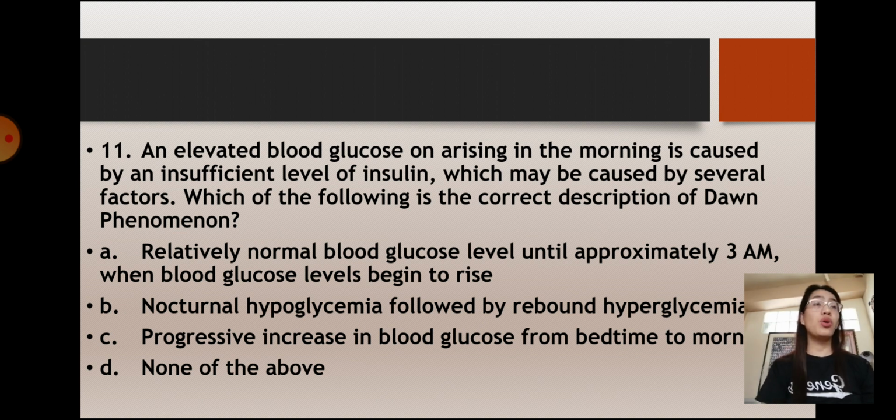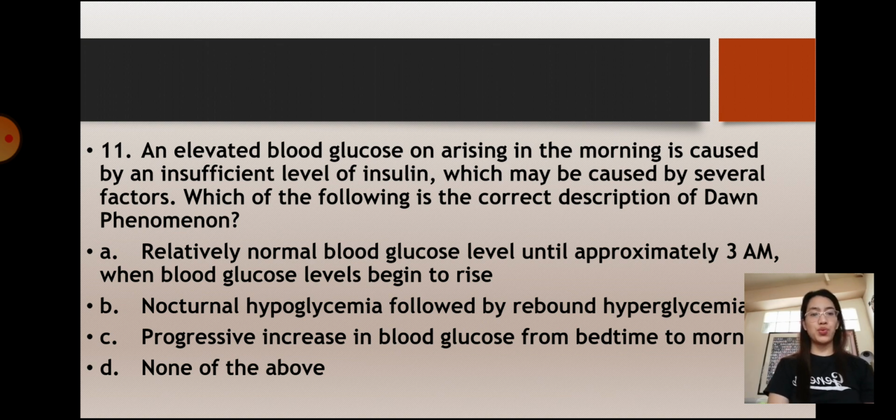Yung letter A, yung dawn phenomenon, ang explanation dyan, at around 3 a.m. daw, lumalabas kasi may lumalabas na hormone dyan na maaaring makapagpataas ng ating blood sugar. Example, yung glucagon. So at around 3 a.m., maaaring lumabas si glucagon and that will elevate the level of your blood sugar. Kaya pag gising nila, mataas ang kanilang blood sugar.